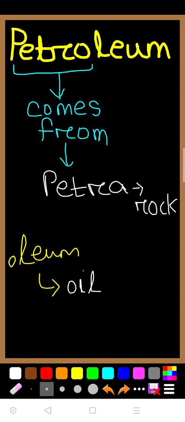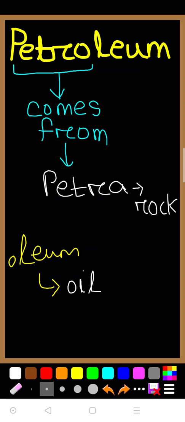So, we know that the main three fossil fuels are coal, petroleum, and natural gas. We have completed coal, and today we are going to learn about petroleum. So, what is petroleum? We have to know.